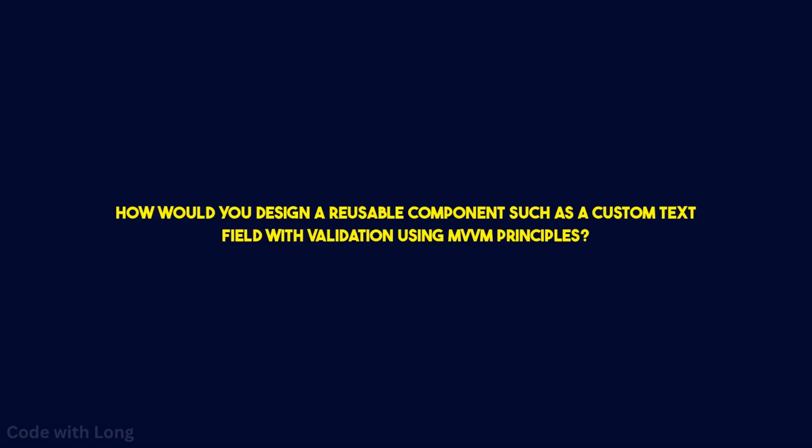How would you design a reusable component such as a custom text field with validation, using MVVM principles? First, create a dedicated view model for the text field that handles all validation logic and exposes properties, like the current text and any error message. Second, create a custom UI view that holds this view model.